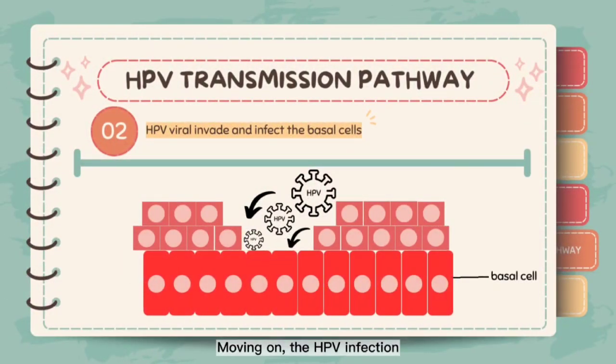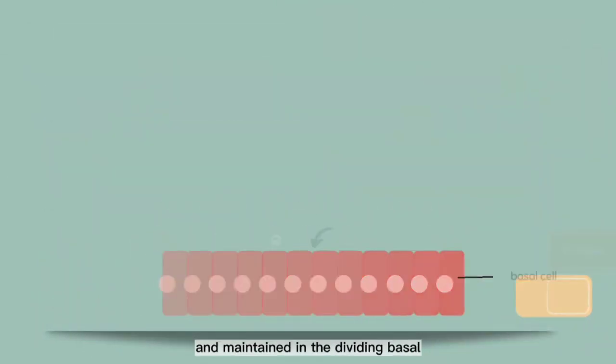Moving on, the HPV viruses invade and infect the basal cells through the small tears in the lining of the cervical epithelium. The viral particles opportunistically invade the cervical epithelium and infect the basal layer cells. HPV DNA replicates and is maintained in the dividing basal cells.